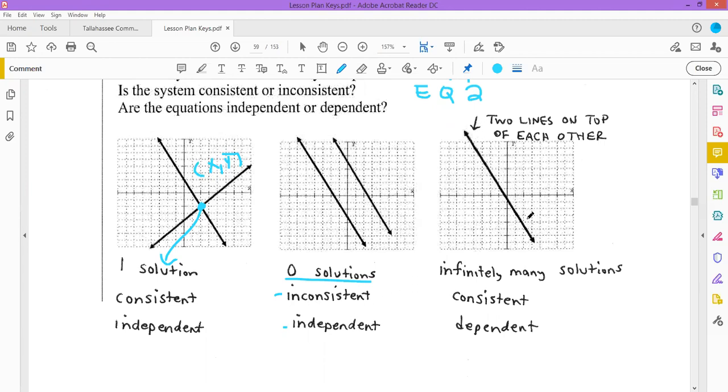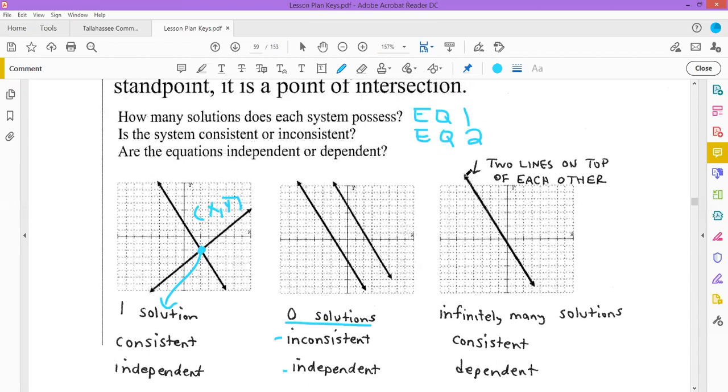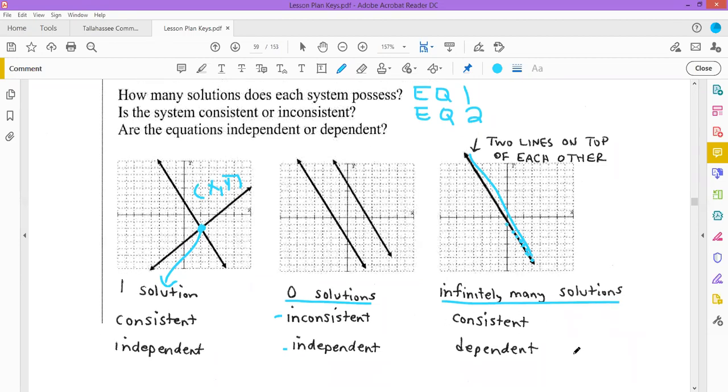If you were to graph those two lines and you wound up with the same line for both equations, like they're right on top of each other, two of the same line, that means there are infinitely many solutions because they're constantly going to touch each other. They're overlapping each other. And we describe the graphs as being consistent and dependent.